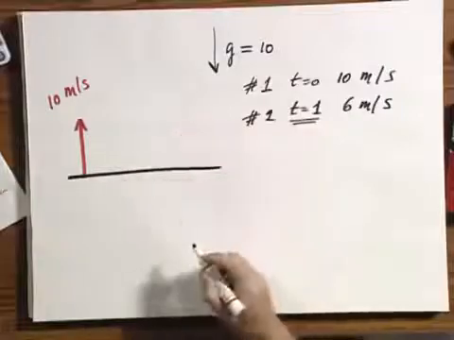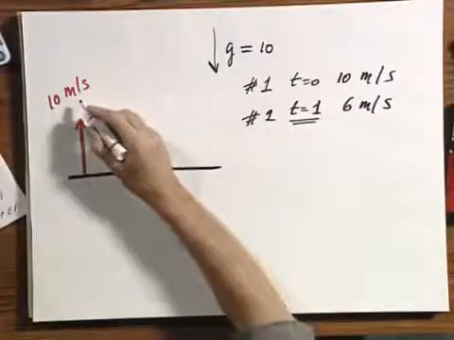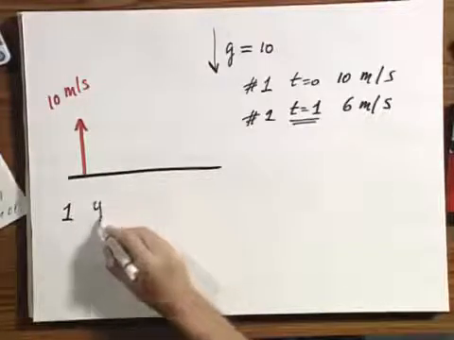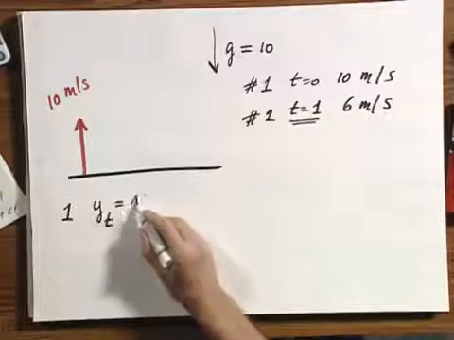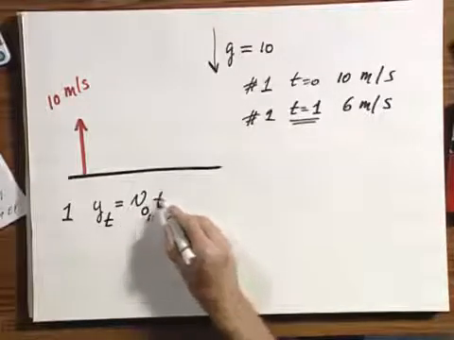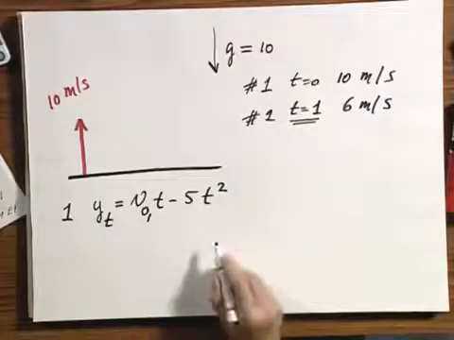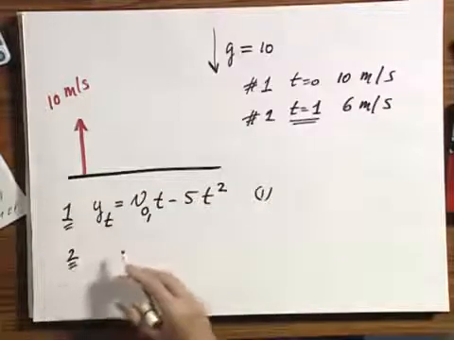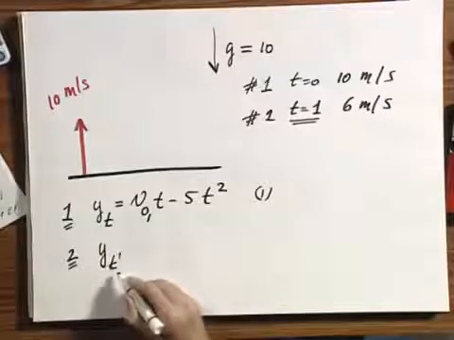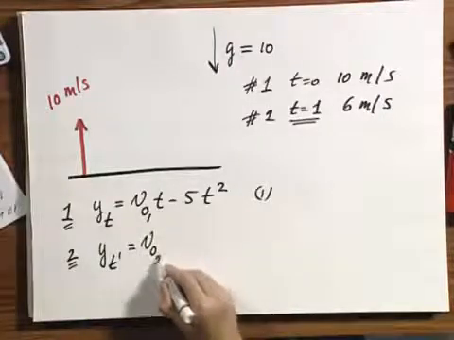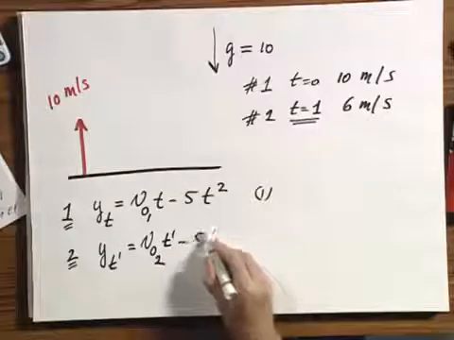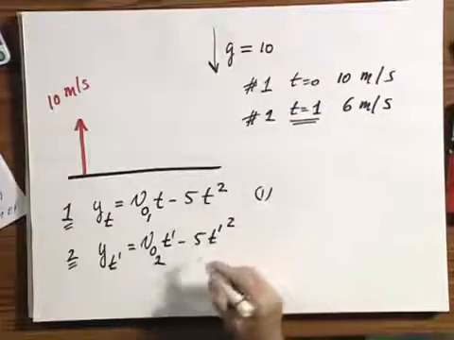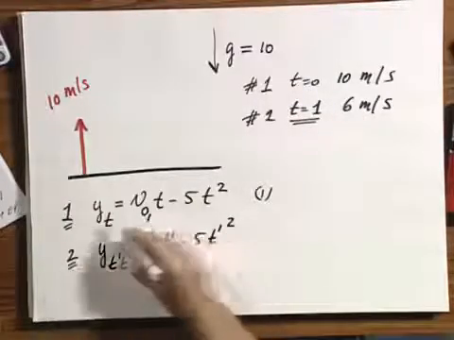All right. Let us write down the equations of the position for object number 1. For object number 1, I know that y as a function of t equals v0 for object number 1 times t minus 5t squared. I call it equation number 1. This is for object number 1. For object number 2, I have y(t') equals v0 for object 2 times t' minus 5t' squared. The prime indicates that it is 1 second later than t. It's not the same time, and the 2 refers to object number 2 and the 1 refers to object number 1.